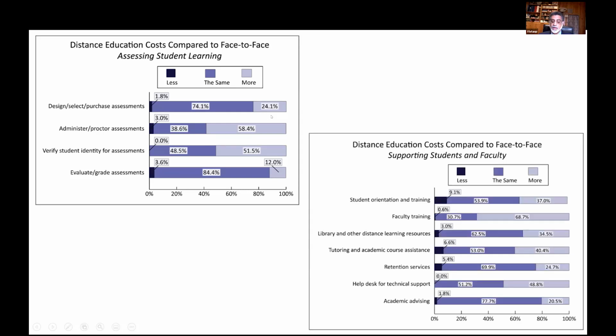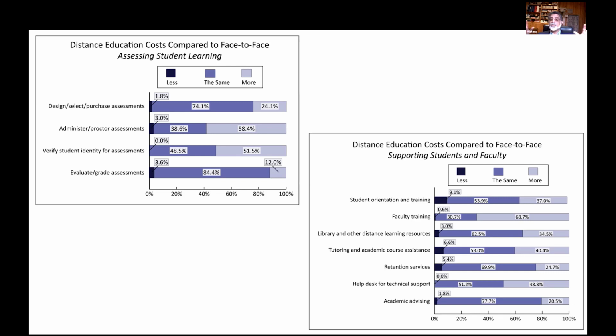If you look at supporting students and the faculty, again, what you see is that in very few cases can you actually see that the costs are significantly less. So that myth that we had that online education is going to be significantly cheaper should be cast away. Online education, if done correctly, will cost about the same or sometimes be more expensive.